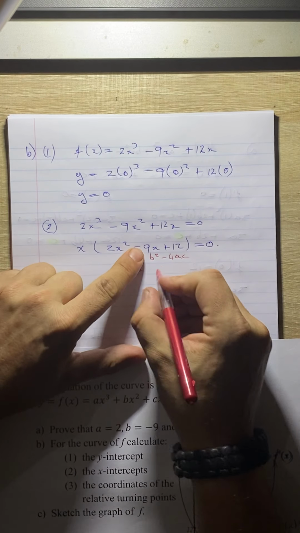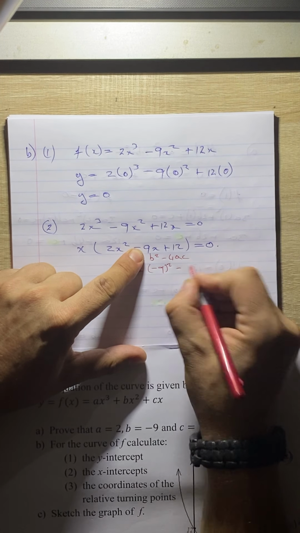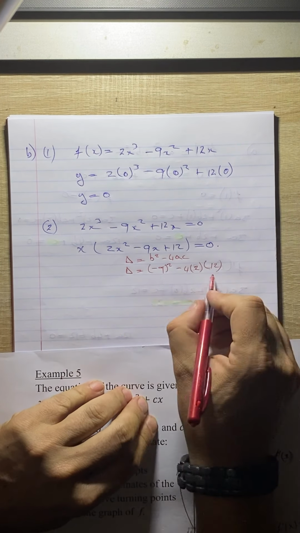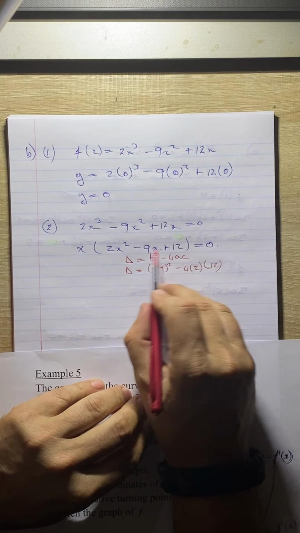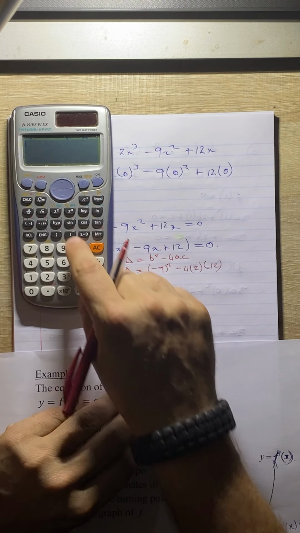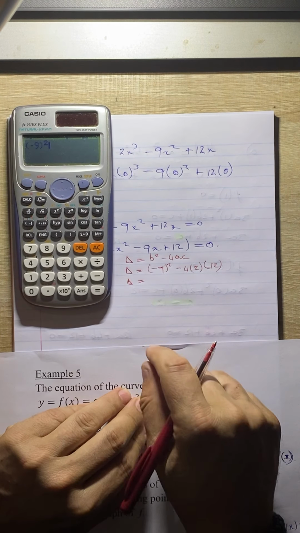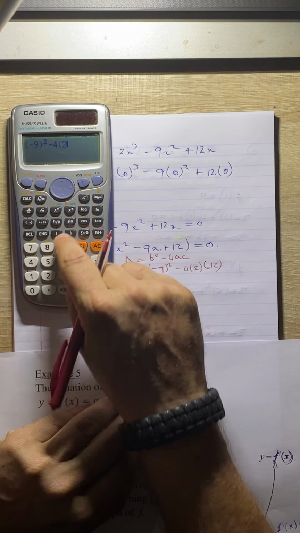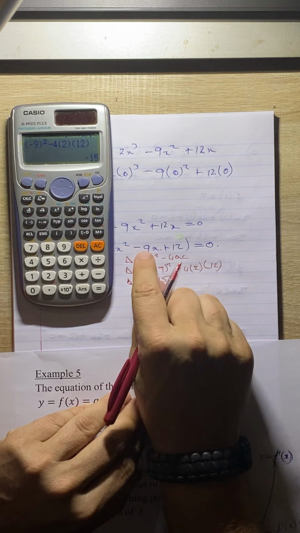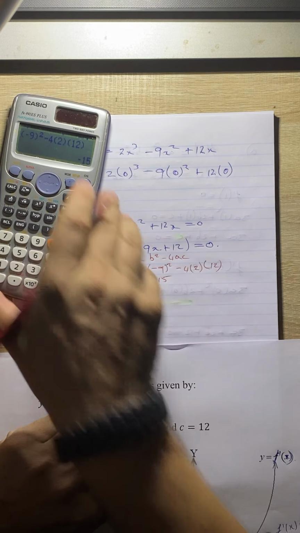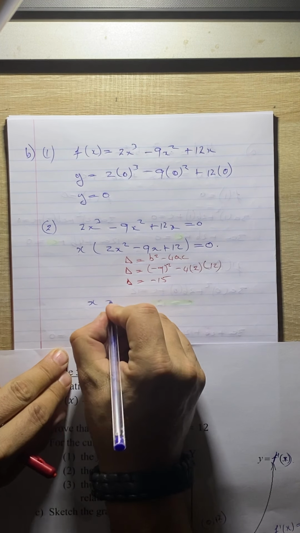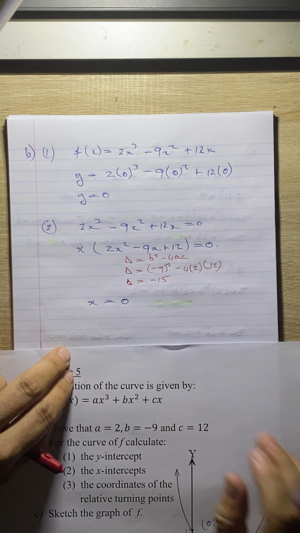So what is our b? It's minus 9 squared minus 4, a is 2 and c is 12. Now, if this thing comes out to be negative, that means that this can't be factorized because it means non-real roots. Okay, so we get minus 9 squared minus 4 times 2 times 12. And it's negative. That means you cannot factorize this trinomial, okay? So that only leaves us with one solution. So we just have x is equal to 0 because this cannot be factorized.